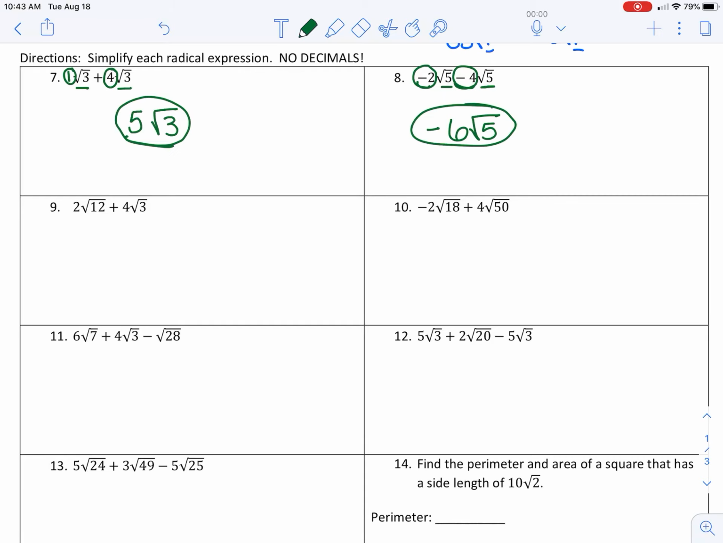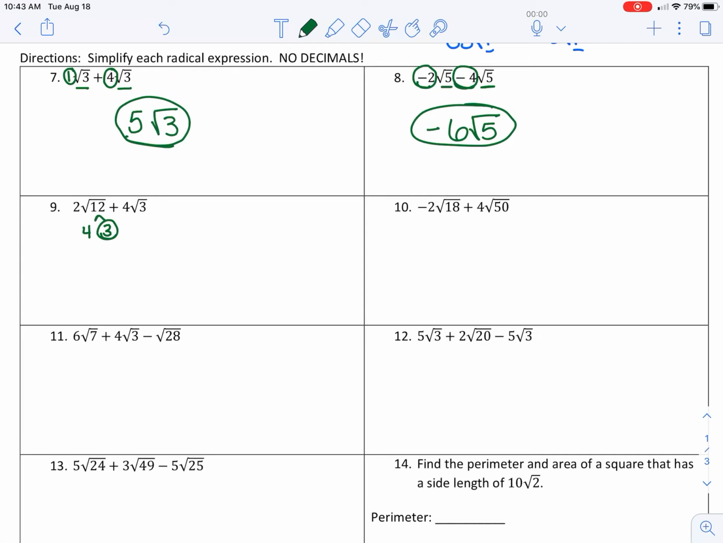So then for number 9, it looks like they're not like radicals. So it looks like we really can't do anything. But we can actually break down 12. We're going to simplify that radical. So if I break down 12, I can break it down to 4 and 3. Again, if you break down to 6 and 2, that's perfectly fine. You're still going to get the same answer.